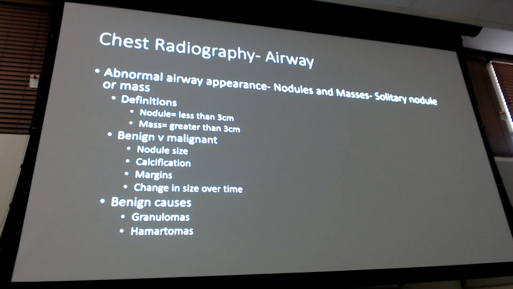When does something become a mass and is no longer a nodule? If it's less than 3 centimeters, it's a nodule. If it's greater than 3 centimeters, it's a mass. 3 centimeters.